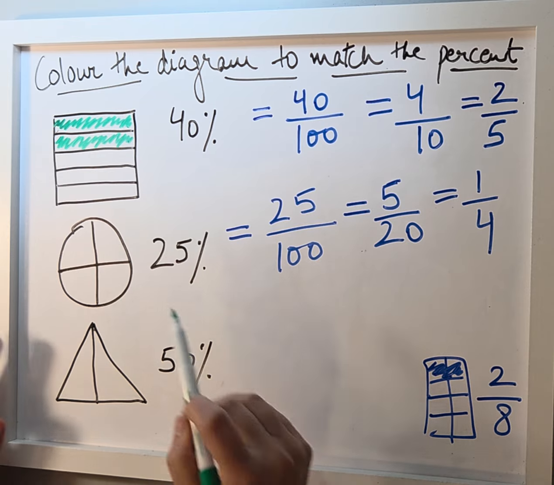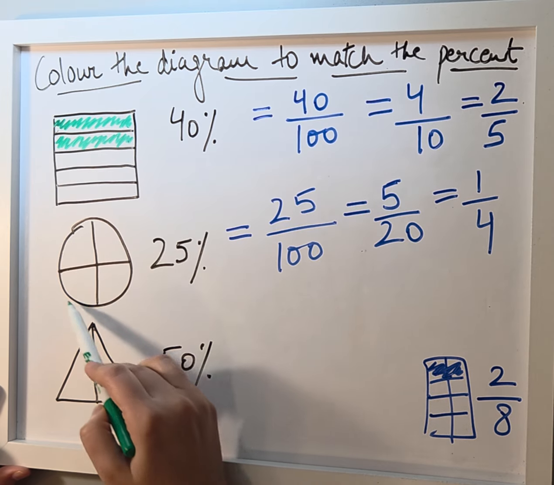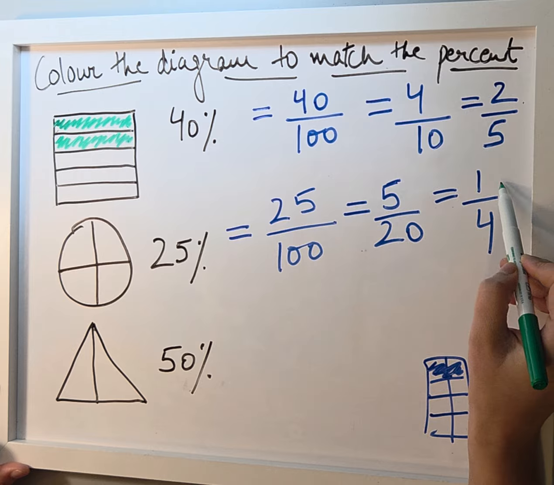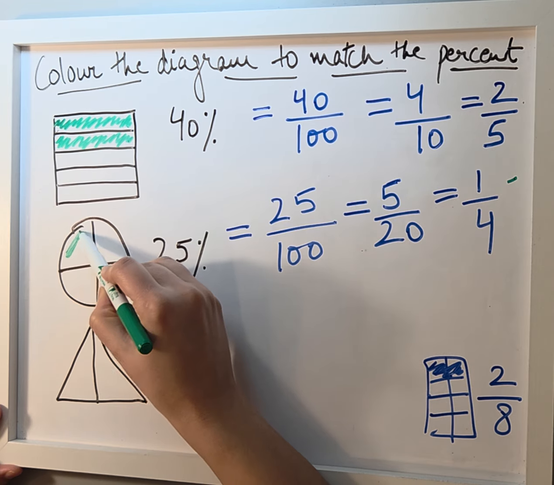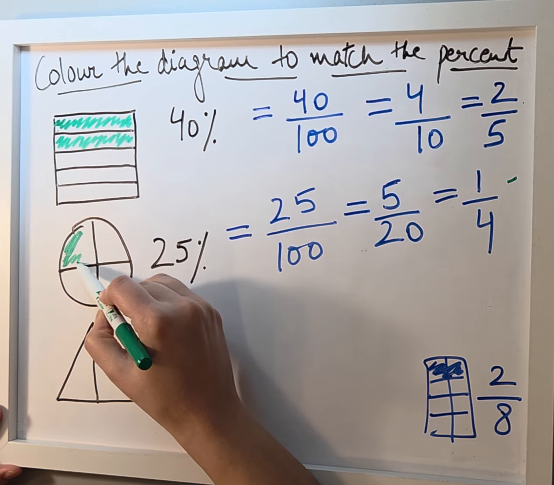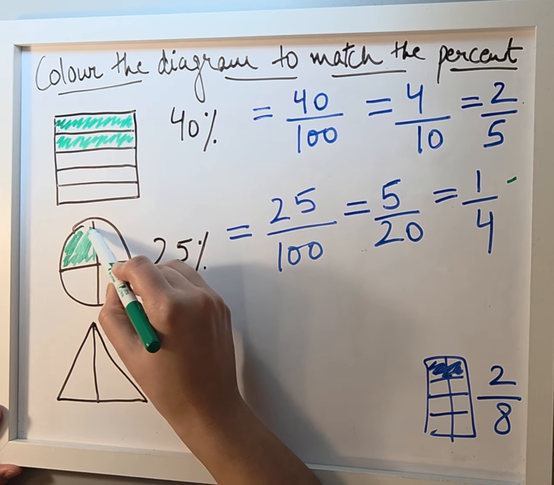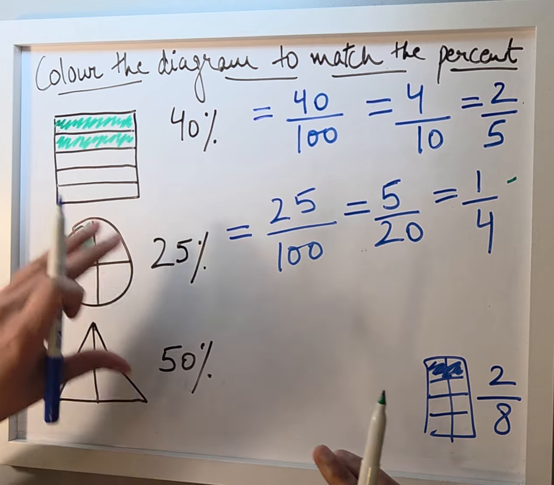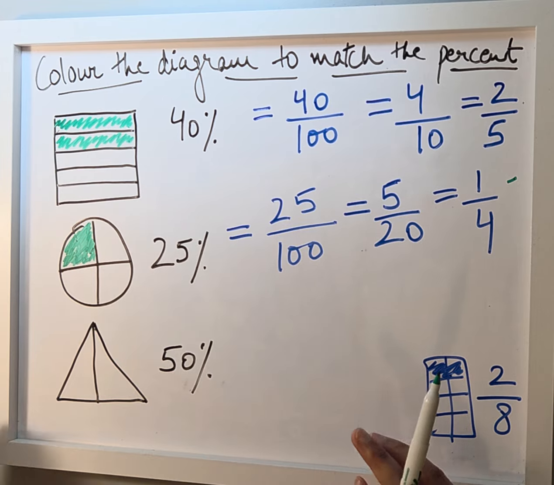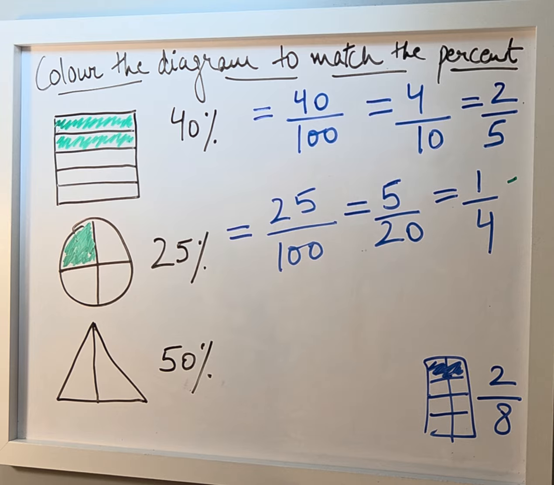Now we have 4 equal parts, and out of that, how much do we have to represent? 1 out of 4. So we color one portion out of the 4 portions that we have. This represents 25% of the whole.